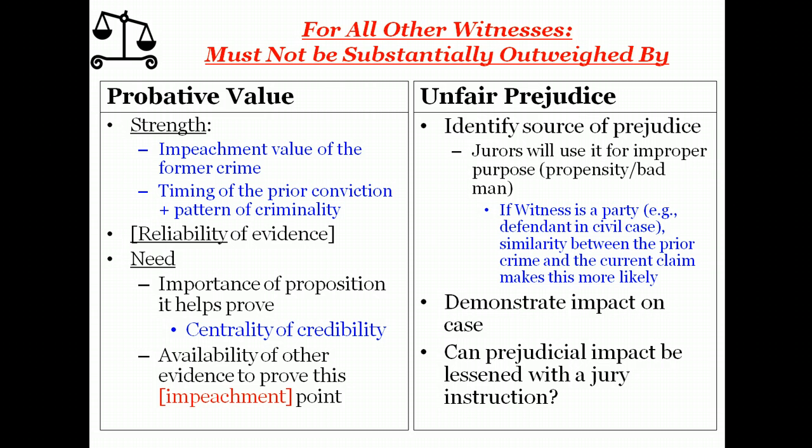For all other witnesses, you use standard 403. Most of the Rule 609 factors are still relevant in using 403 for some kind of witness other than the criminal defendant. You'll see them on the slide here. Impeachment value goes to strength, timing and pattern of criminality go to strength, the central nature of the credibility issue goes towards need. On the unfair prejudice side, if the witness is a party, the similarity of the prior crime will increase prejudice. If the witness is not a party and not related to a party, then that will have less of an impact on the case.